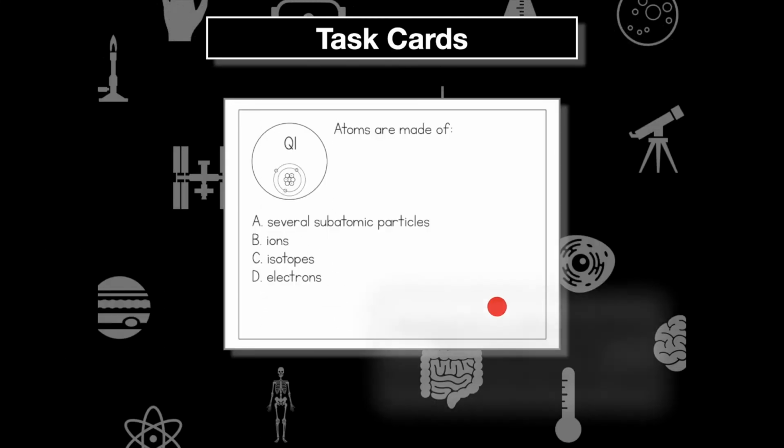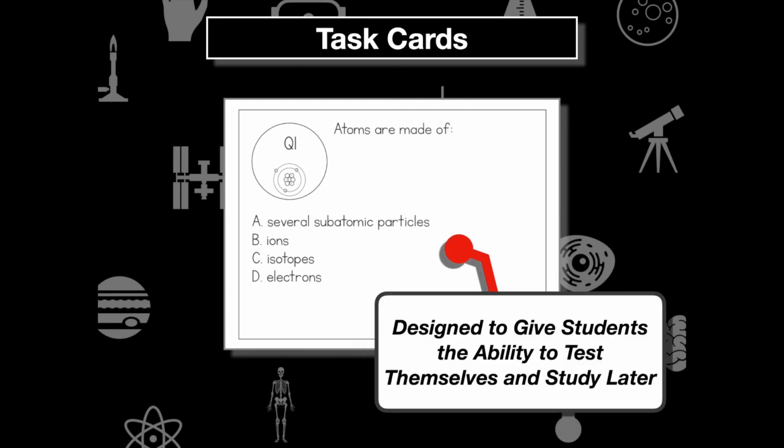All right, and then lastly here, we're going to see our task cards. Our task cards are really something that I've designed to help you study. What they do is give students the ability to test themselves and study later. Each of the borders, this one is a single border, there are double borders, where you'll see 2 lines, and then triple borders.